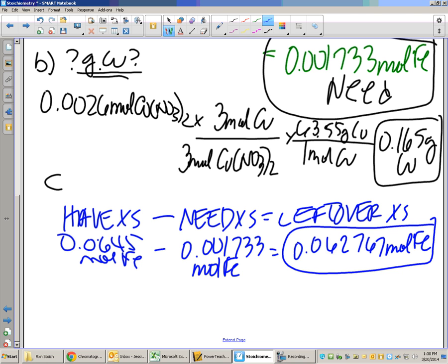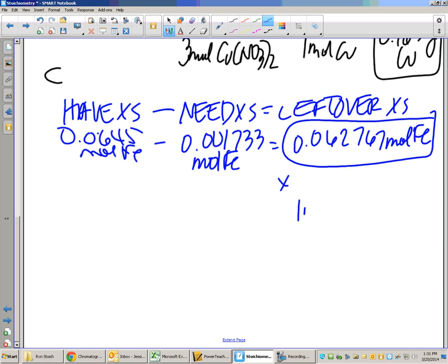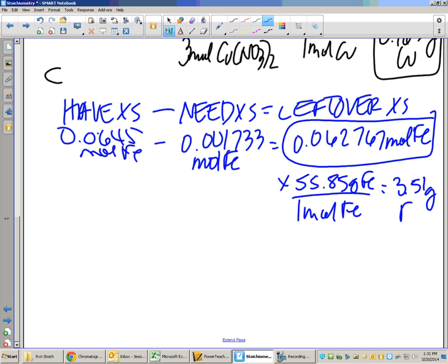I'm extending that out because I just need to take this and go to grams. Because when it says how much, what did much mean yesterday? Grams, mass. So all we gotta do is convert this to mass. How? Molar mass. So that many moles, 1 mole of iron weighs 55.85 grams of iron. And that is 3.51 grams of iron.